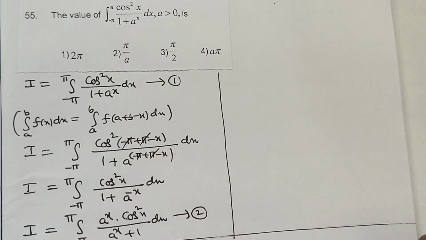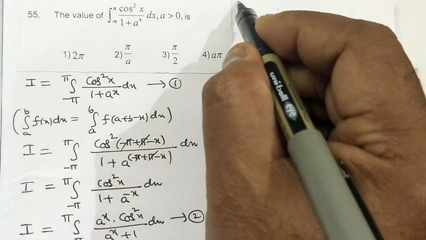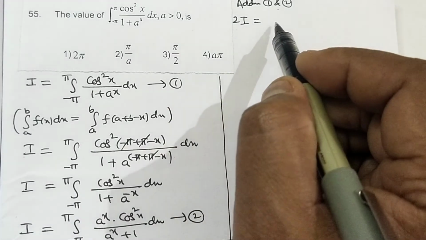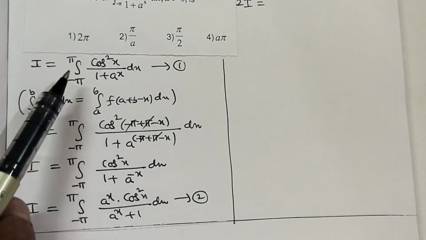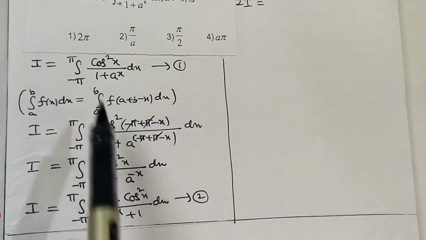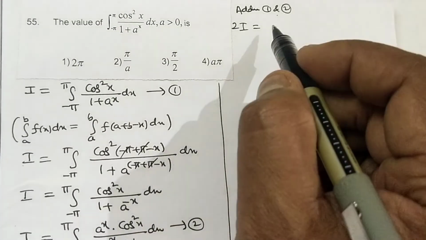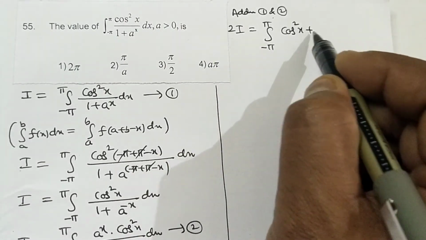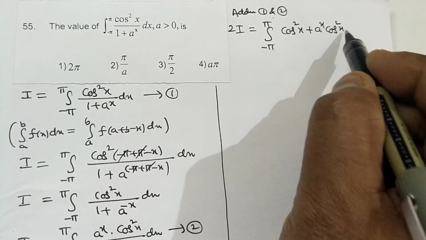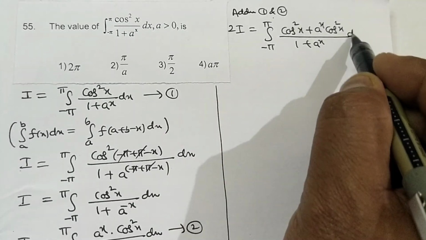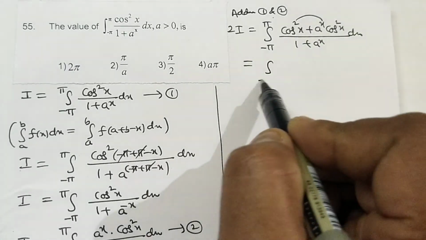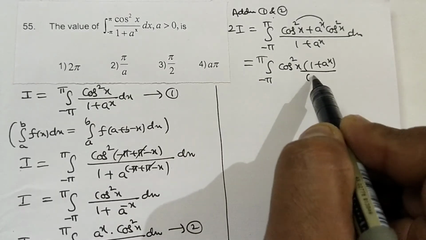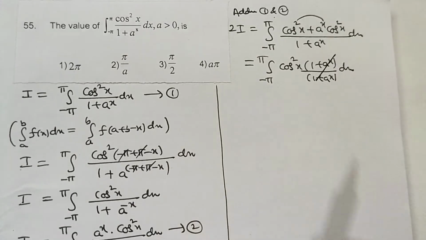So adding 1 and 2. So I plus I, this side is 2I. Observe that in equations 1 and 2, both limits are the same and the denominator is the same. Just you have to add the numerators. So it will become integral minus pi to pi cos square x plus a power x into cos square x divided by 1 plus a power x into dx. Take common cos square x, minus pi to pi, cos square x into 1 plus a power x divided by 1 plus a power x into dx. These two will be cancelled.